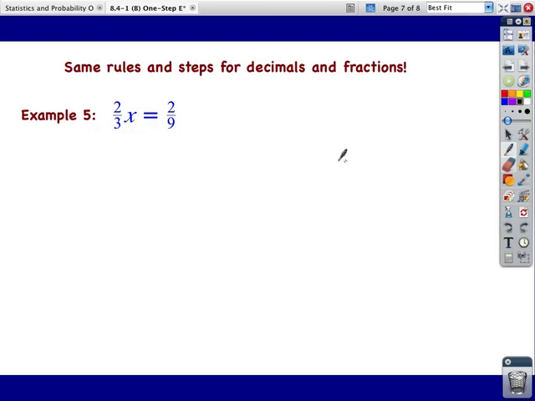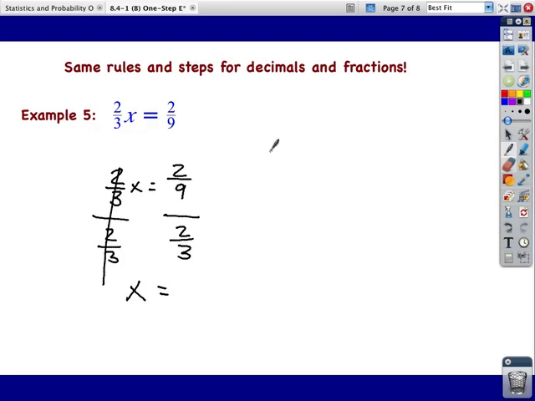We're going to determine what's going on to x. Well, in this case, 2/3 is being multiplied by x. So I have to divide both sides by 2/3, because the opposite of multiplication is division. So I'm going to divide both sides by 2/3. Okay? And 2/3 divided by 2/3 is 1, and 1 times x is x. So they cancel. So x is going to equal whatever 2/9 divided by 2/3 is. And if you remember, you keep, change, flip, right?